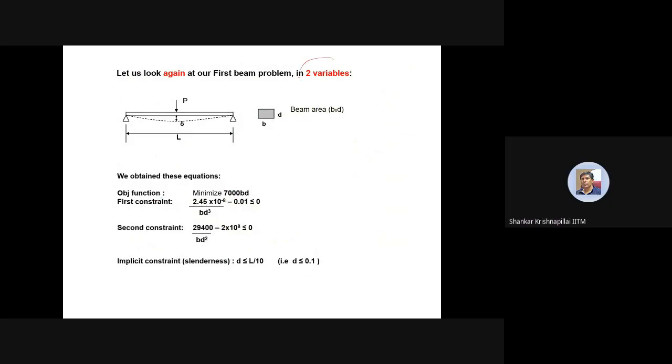Okay, so this is our first problem. We started in 2 variables, then we reduced it to single variables. So we ignored the 2 variables. Now we will take up the 2 variables. So in this first problem, we wrote this objective function. First the value of objective function is this, value of first constraint is this, value of second constraint is this. Here the design variables are B and D.